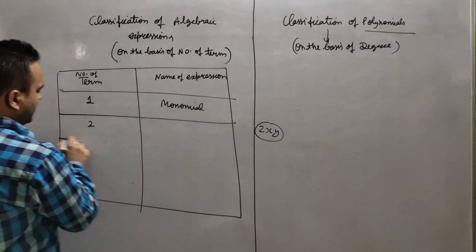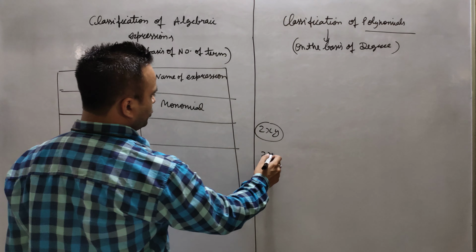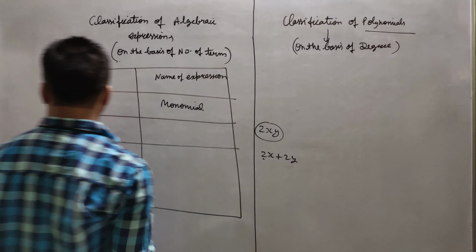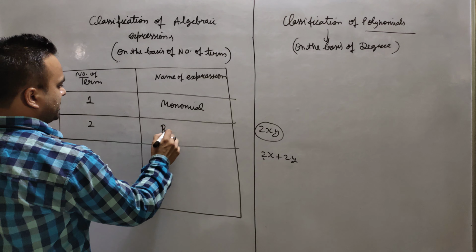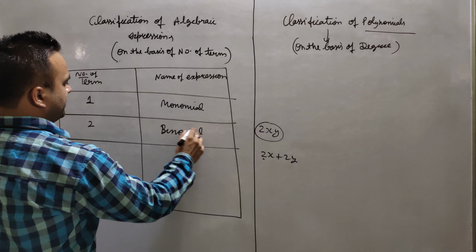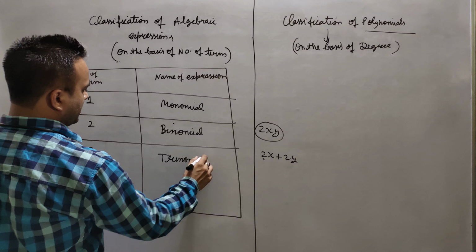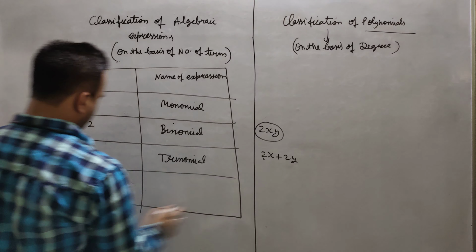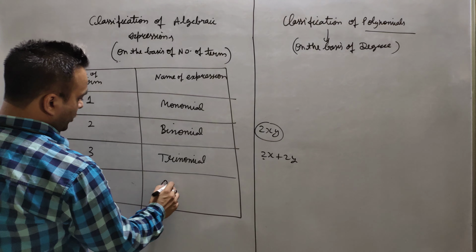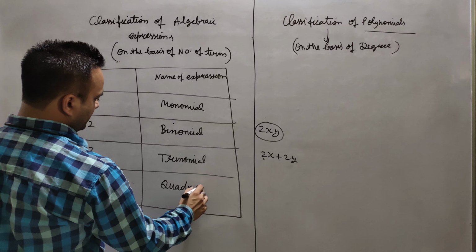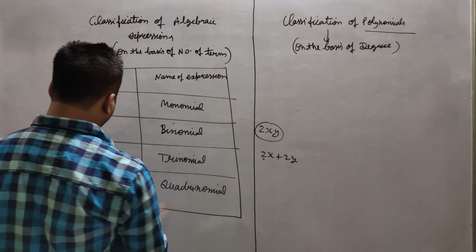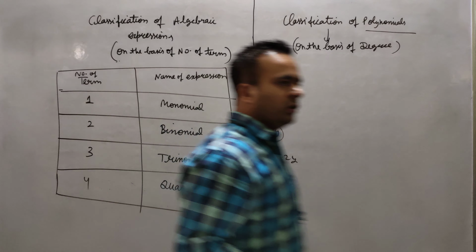If there are only two terms, suppose I am taking 2x plus 2y, there are two terms, so we will say binomial. If there are three, we call it trinomial, and if there are four, we call it quadrinomial. If there are more than four, then we generally call it polynomial.